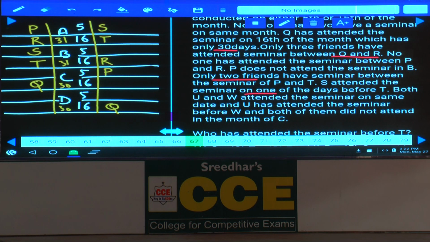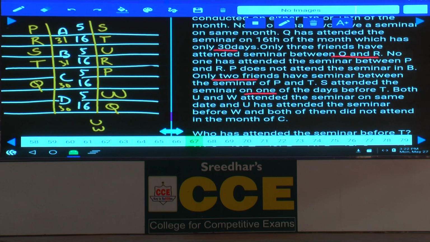Both U and W attend the seminar on the same date, and U has attended the seminar before W. U is before W, and both of them did not attend in the month of C. Now this U and W cannot be in the month of C, but it is on the same date, so where should this U be? U is on 5th of B and U is on 5th of December.